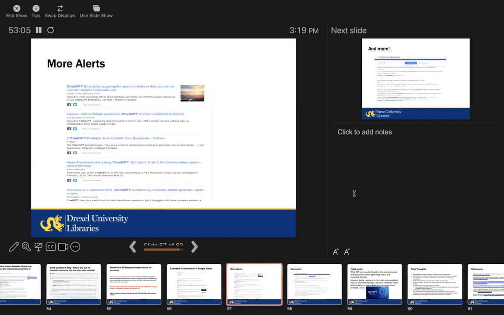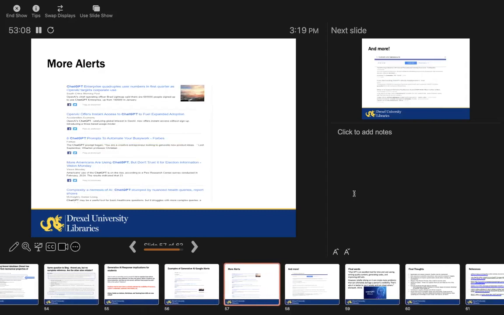And there are some good things too. ChatGPT Enterprise quadruples user numbers in first quarter as OpenAI targets software use. So, evolving fast. OpenAI offers instant access to ChatGPT, expanding adoption. ChatGPT plans to automate your busy work. More Americans are using ChatGPT, but don't trust it for election information. Well, so different things. Complexity and nuances of AI. ChatGPT stumped by nuanced health queries, report shows. Let's go to the next slide.